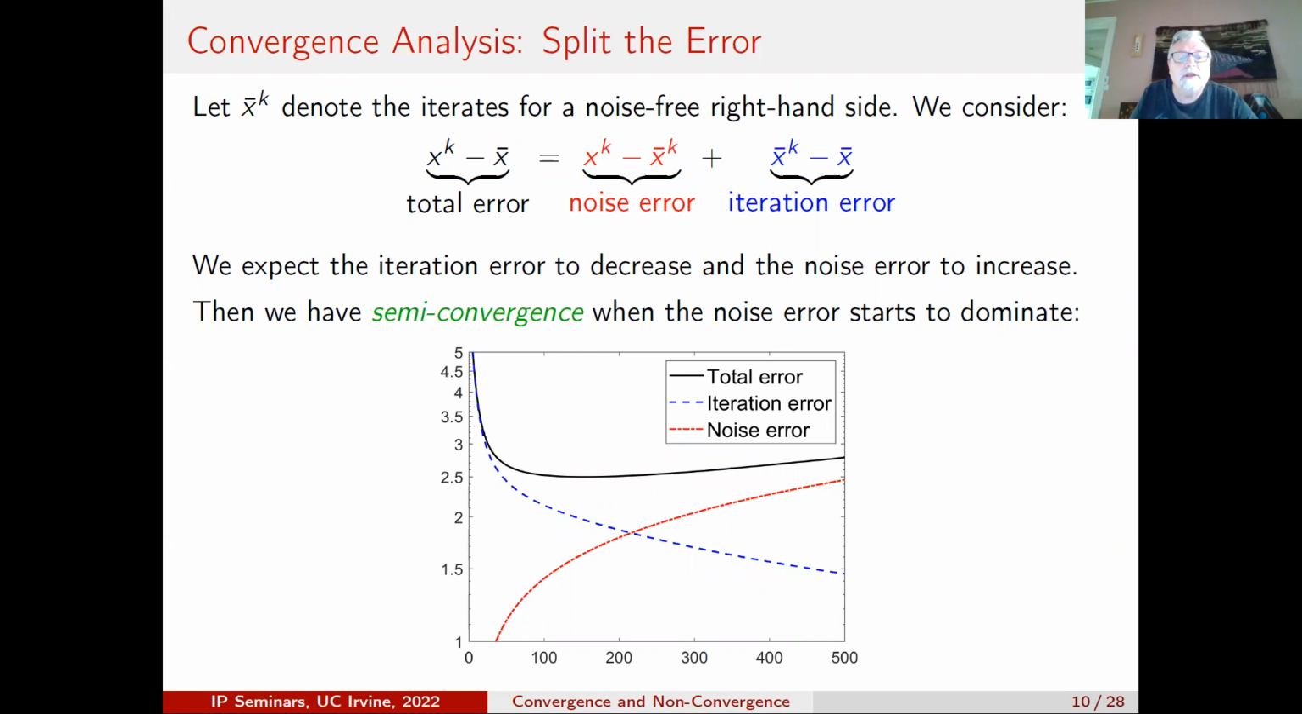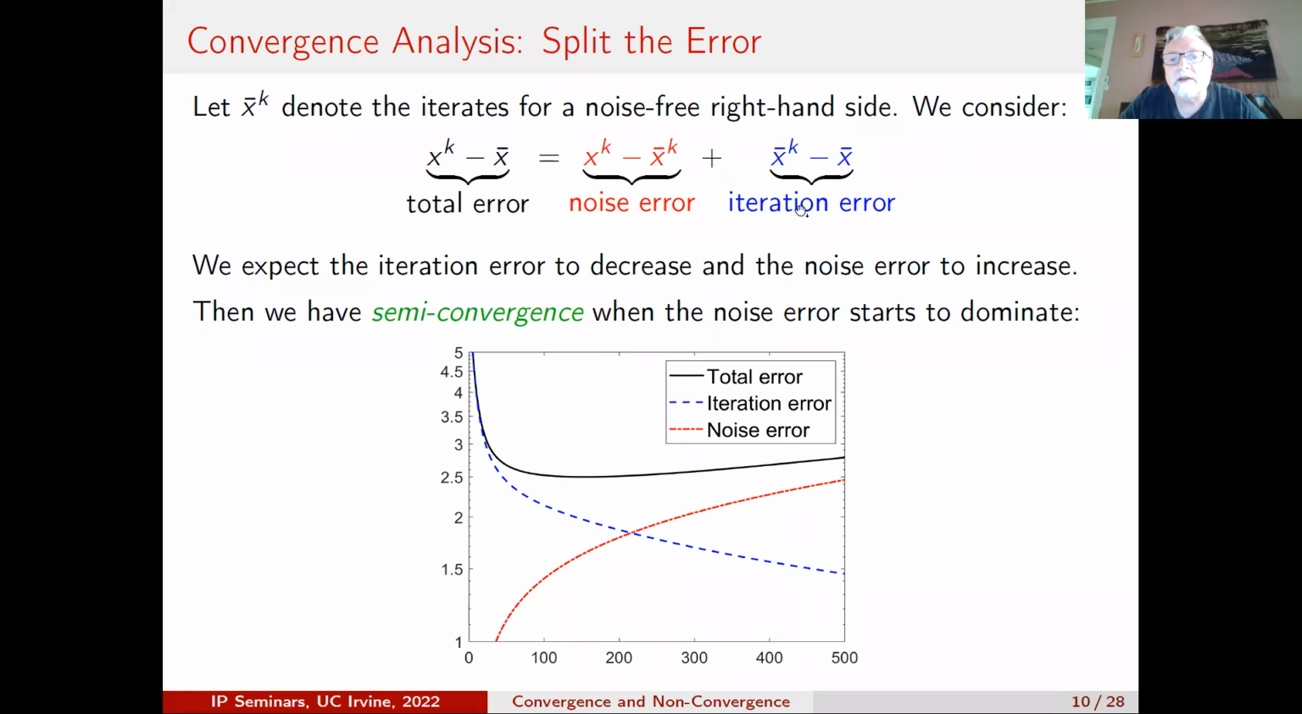The way we do it is that we split the error into two components, both of which depend on the number of iterations. We split it into a noise error and an iteration error. The noise error, the red one here, is the deviation between the iterates applied to the noisy data and the iterates if you could apply the method to the clean data, with no noise. And then we have the iteration error, which is the difference between these clean-data iterates and the true solution.